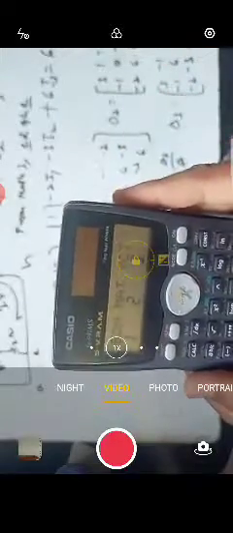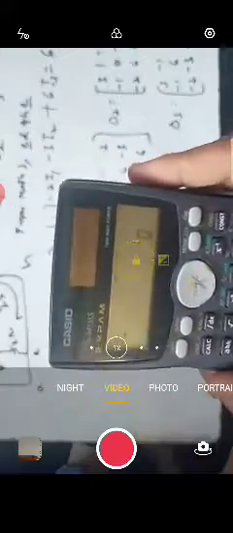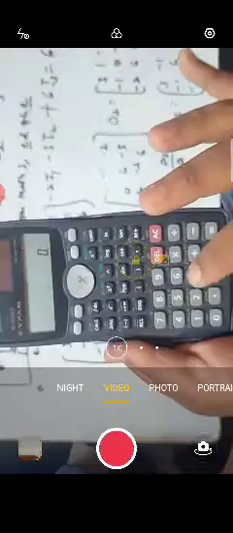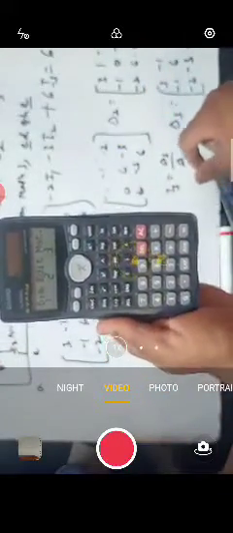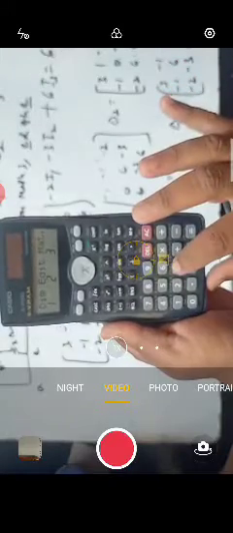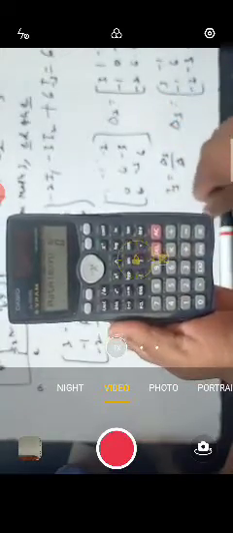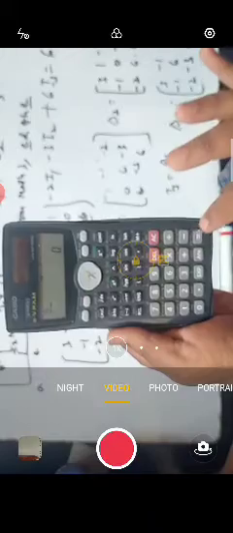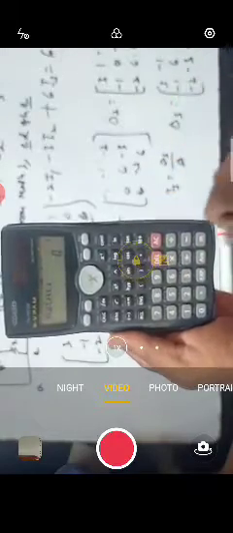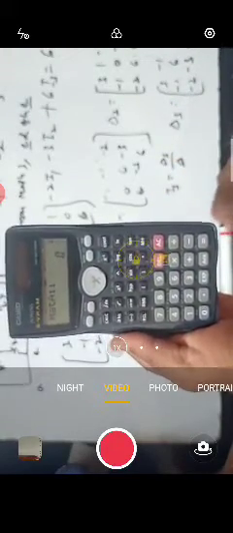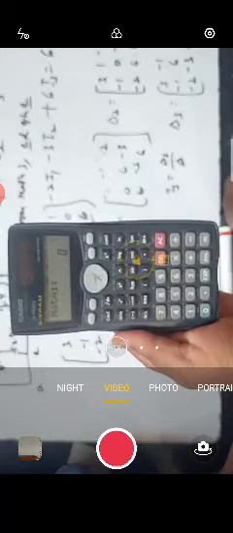Press the matrix form, then press shift, press 4. It will ask for the dimension; I will press 1 for matrix A. This is a 3 cross 3 matrix. 1 is the dimension. If I press 3 cross 3, it will take a 3 cross 3 matrix.